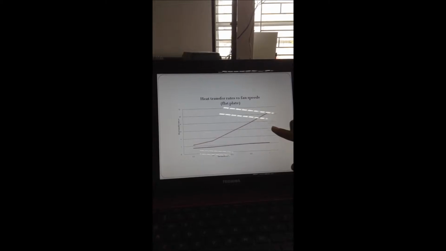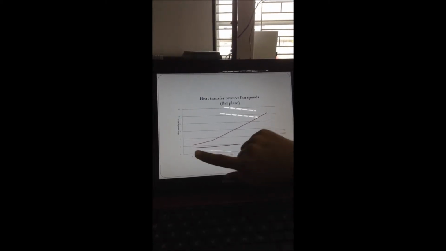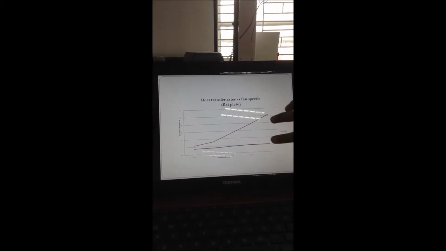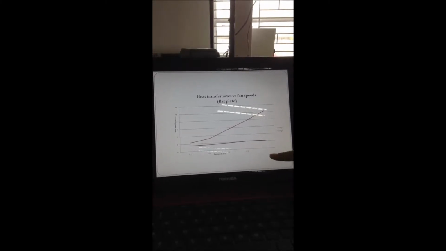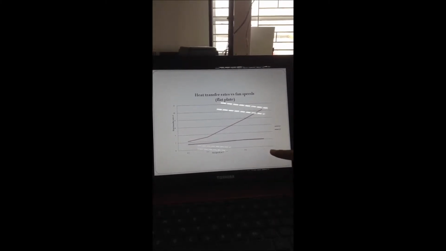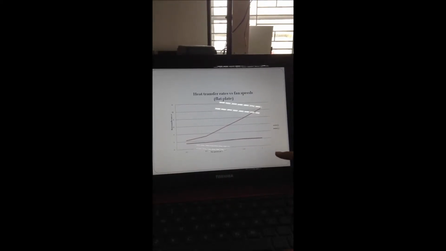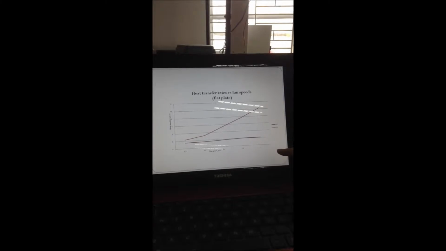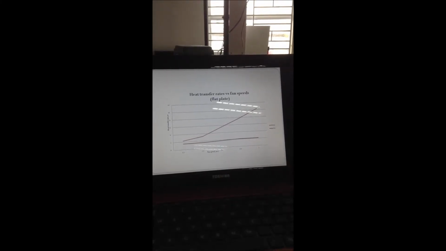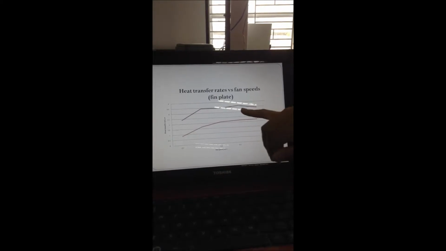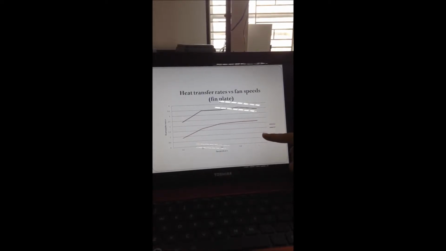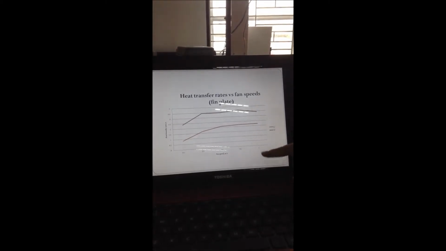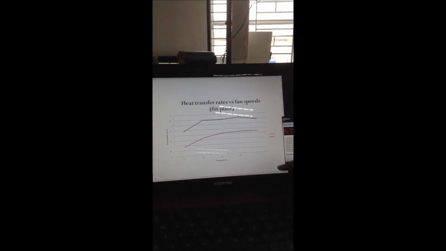From the graph plot for the flat plate, the rate of heat transfer keeps increasing for T1 and T2 with an increase of fan speed from 0.2 meter per second to 1.0 meter per second. Based on this information, we found out that the fan acts as a force that increases the rate of heat convection that occurs inside the duct. And for heat transfer rate versus fan speed for the fin plate, same goes as the flat plate. The rate of heat transfer for T1 and T2 is increasing with fan speed from 0.2 meter per second until 1 meter per second.